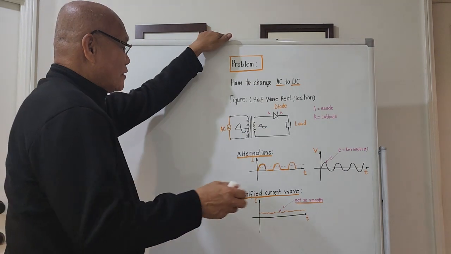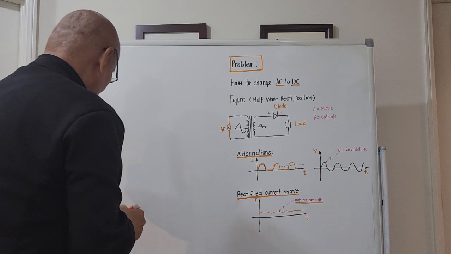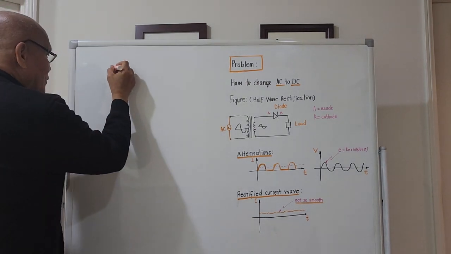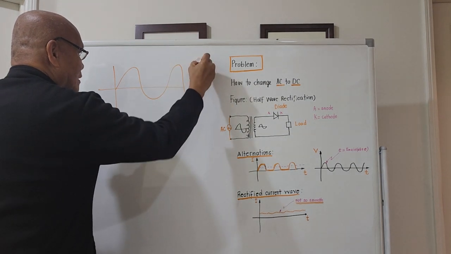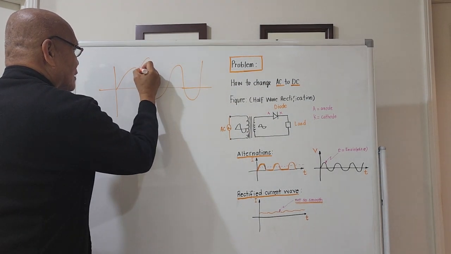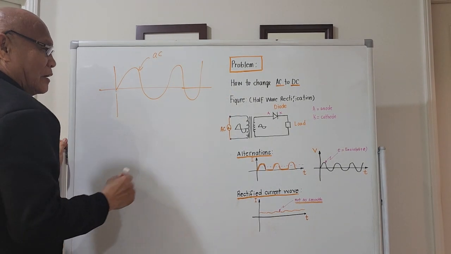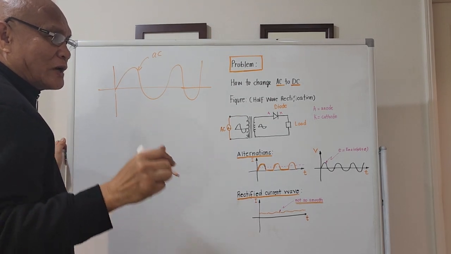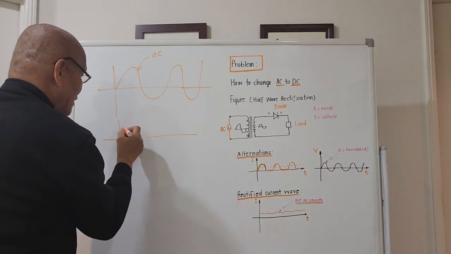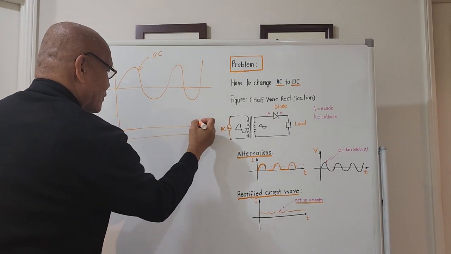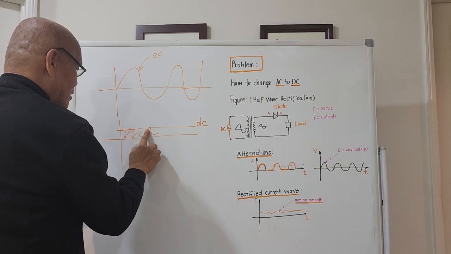The problem is something like this: how to change alternating current to direct current. The current coming from our utility line is actually alternating current, right? It is sinusoidal, a sine wave. And the current used by our gadgets, like our cell phone, is actually a direct current.